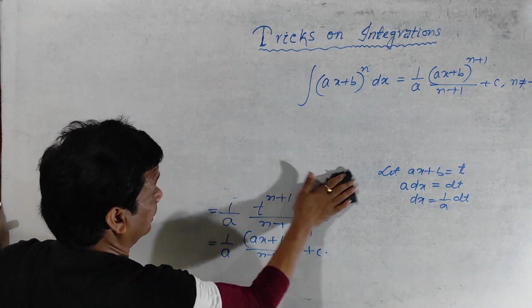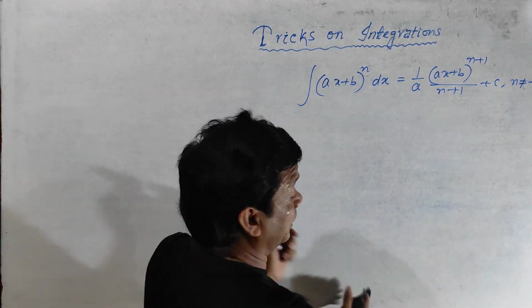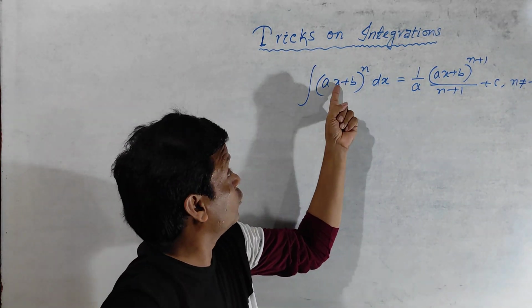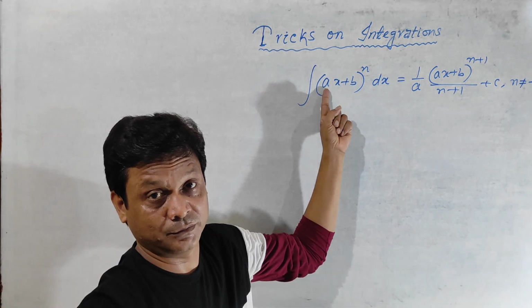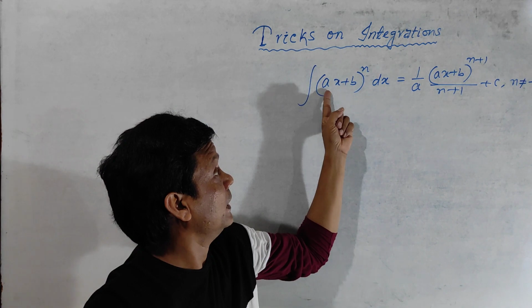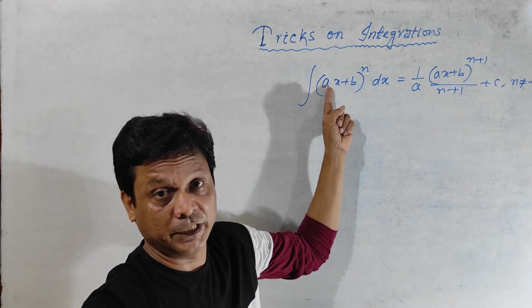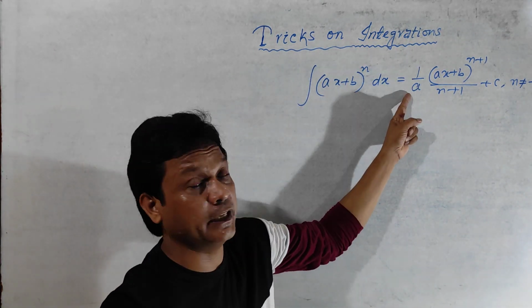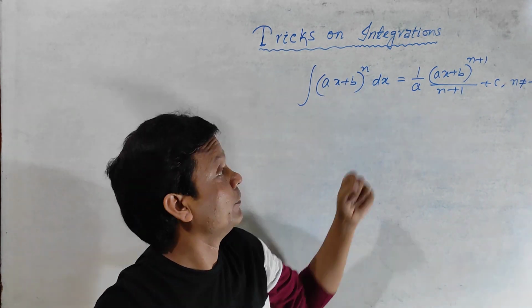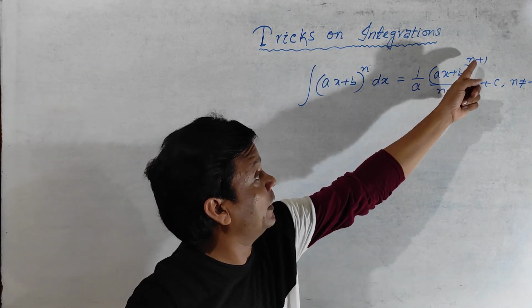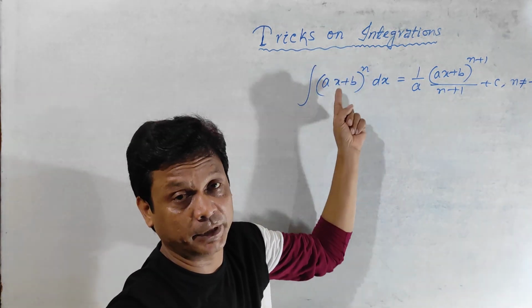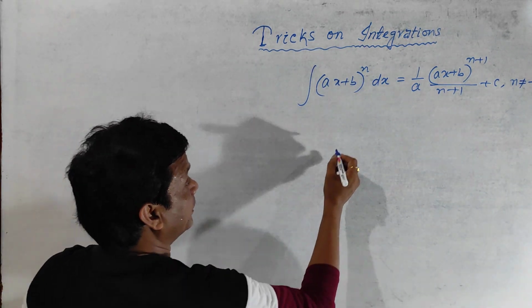Now, the question is how to write this formula directly. Here the coefficient of x is a. In integration, in each and every formula, see the coefficient of x first. If the coefficient of x is a, then you should write in the answer 1 by a. 1 by a should be present always. Clear? Then (ax plus b) to the power n plus 1 divided by n plus 1. So see here, I am giving some examples.